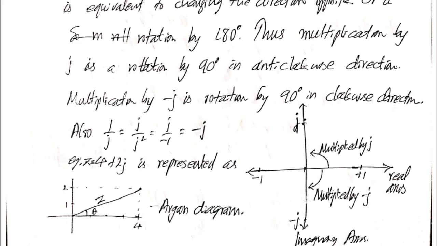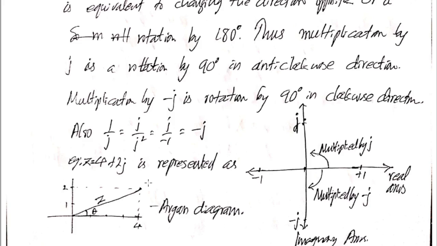So in short, the physical interpretation of the operator j is that multiplication of a quantity by j produces a rotation of 90 degrees in the anti-clockwise direction, and multiplication by minus j produces a rotation of 90 degrees in the clockwise direction. Multiplication by j produces anti-clockwise rotation, and multiplication by minus j produces clockwise rotation.